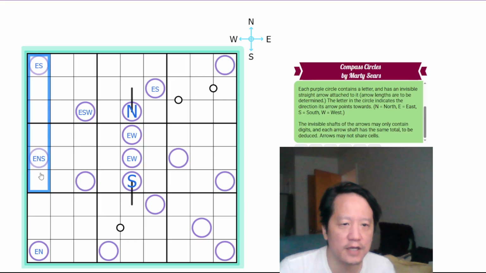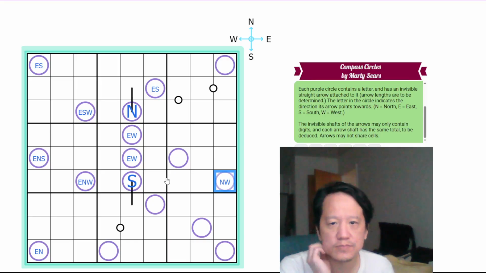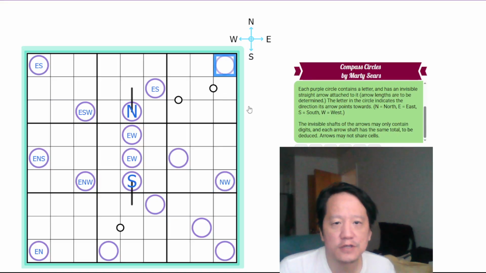This is an ENS combination in column 1, or triplet in column 1. This cannot go south. It can go north. It can go east or west. This can go specifically north, no south, or west. This can go west and south.